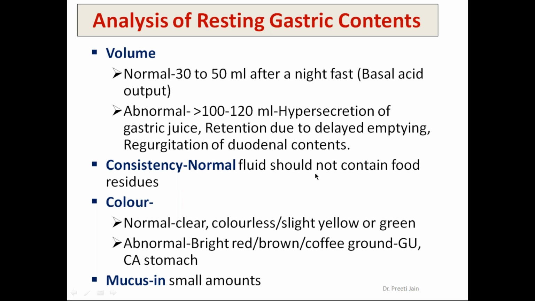Normally, it is a clear fluid which does not contain food residues, and if it is bright red, brown, coffee ground, so it can indicate various disorders.